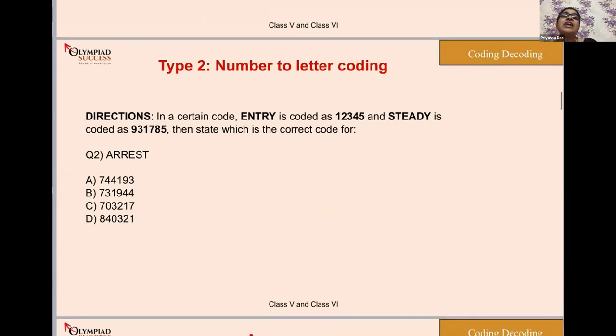Thank you, Hemang. Let's get started with this question, guys. Over here, you can see that place value has no role. Here, place value is having no role. This type of coding is known as number to letter coding, and it is also known as fixed coding. Fixed because a certain alphabet is fixed to a certain number. So let's carefully observe this.